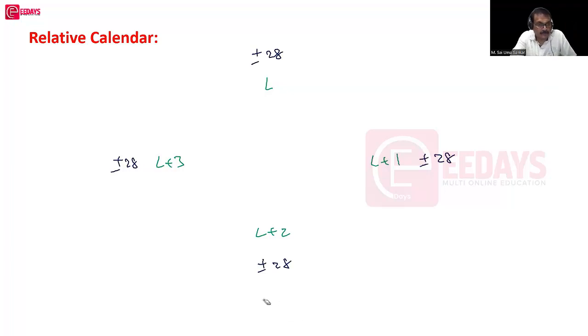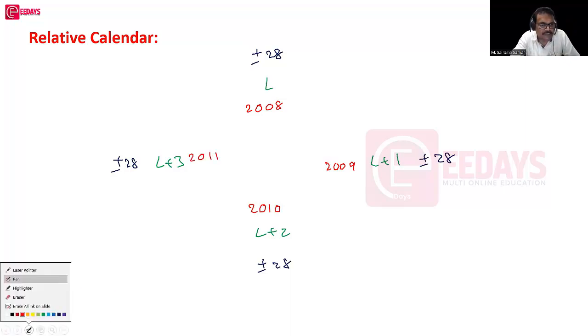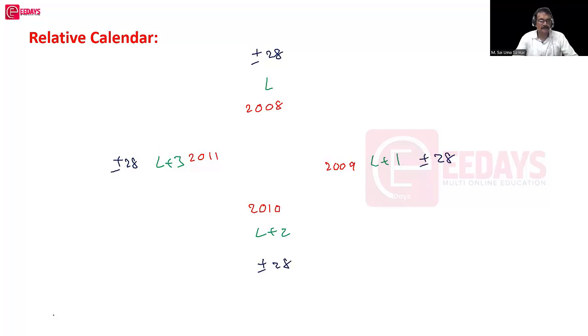Now, suppose the year is a leap year. This is the same, no change at all. Suppose that year is a leap year plus 1. Example, this is 2008, this is 2009, this is 2010, and this is 2011. Suppose every year's calendar is the same plus or minus 28 years. All of you know that point. Okay.